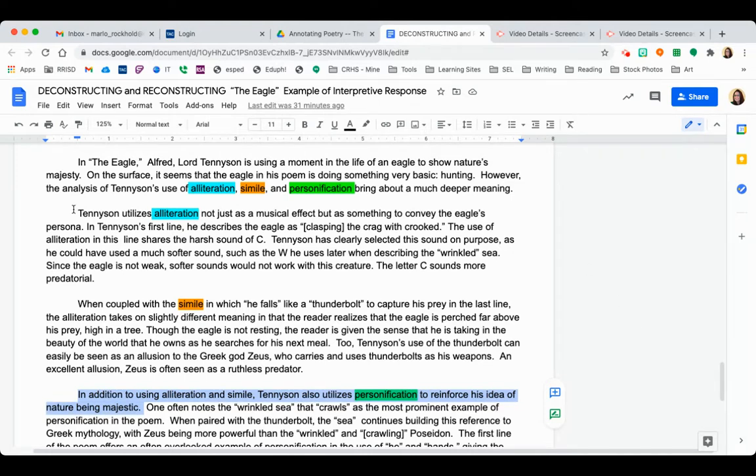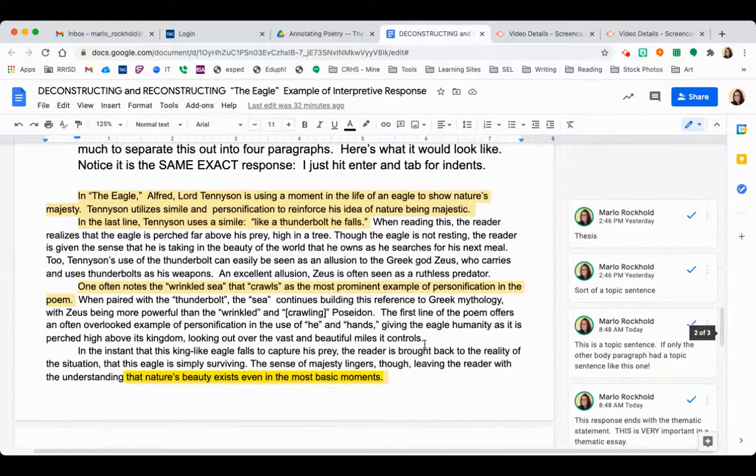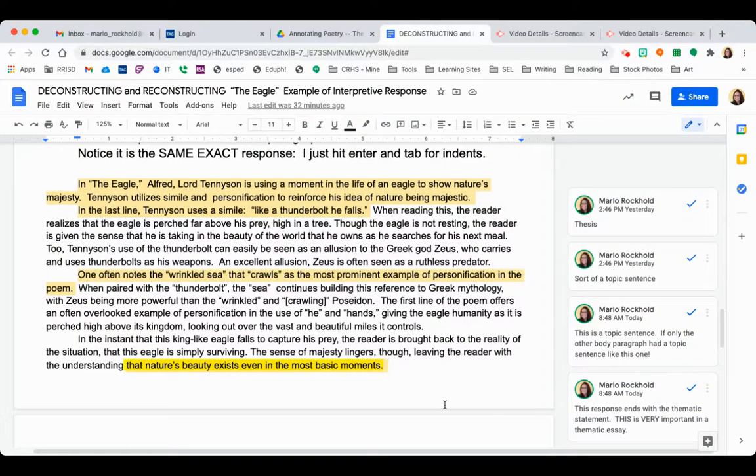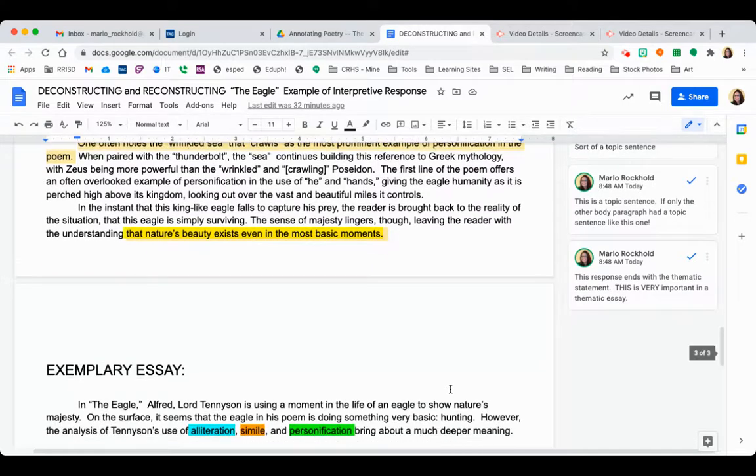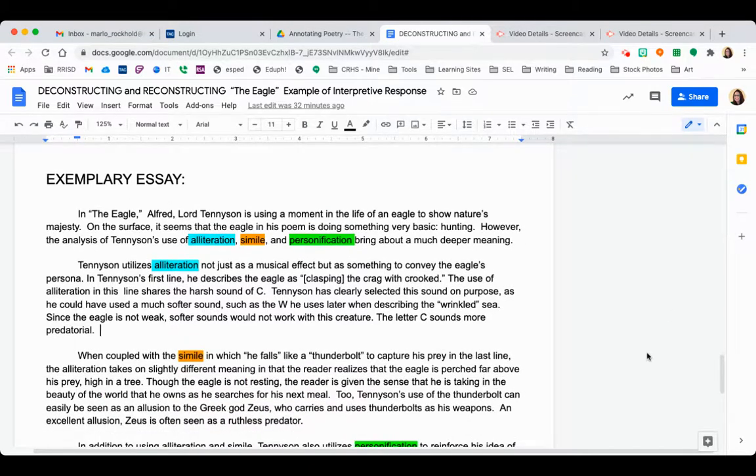All right, so I did add this entire conversation about alliteration. And so all of that is new from the previous response. Again, if you didn't see the previous video, you may want to backtrack and take a look at that to see why that response was not as good as it could be. Okay, so this paragraph says Tennyson's use of alliteration is not da da da da da. We already said that one.